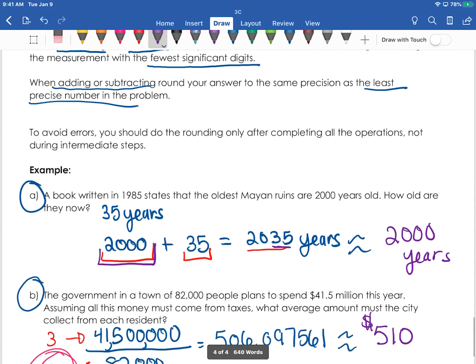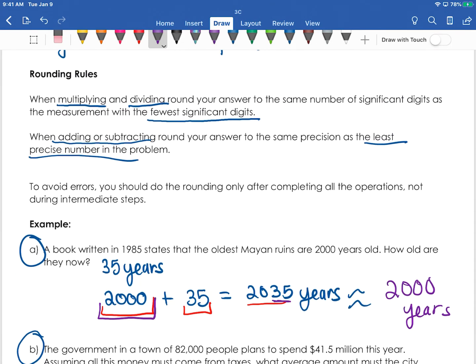So, quickly to sum up, when you're using your accuracy and precision rules, when you're multiplying and dividing, you want to use the fewest number of significant digits. When you're adding and subtracting, you want to look and use the placeholder of the least precise number.